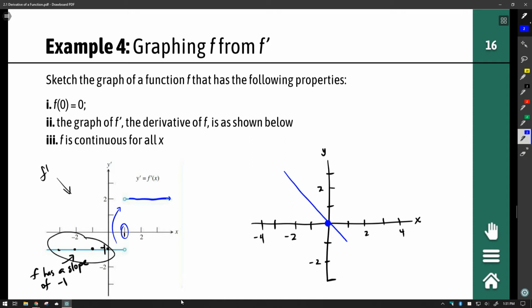And also keep in mind, number 3 here, f is continuous. So I don't need to move my line any other place. We can pick up right where we left off. And this time we're going to go a little bit steeper with a slope of 2. And so here is a graph of y equals f of x. I'm going to label it f here where this one was f prime. And what we did was move in the other direction and take a graph of f prime and turn it into a graph of f.